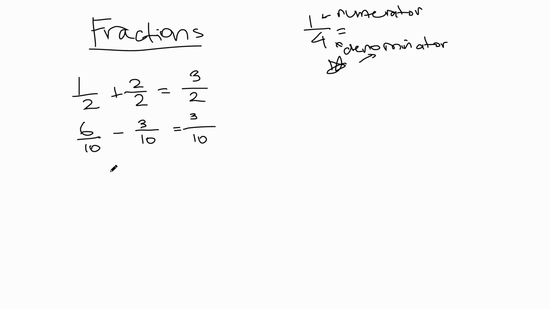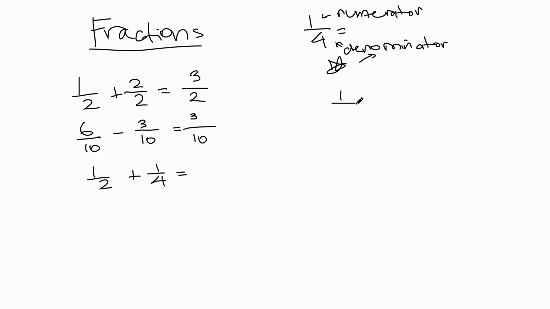Now, what happens if the denominator is different? So for example, you've got 1 on 2 plus 1 on 4. How do you deal with a situation like this? You've got to get the denominators to be the same. So the question you should ask yourself is, what's the smallest number that both of these go into? So for example, 2 and 4, the smallest number that both of them would go into would be 4.